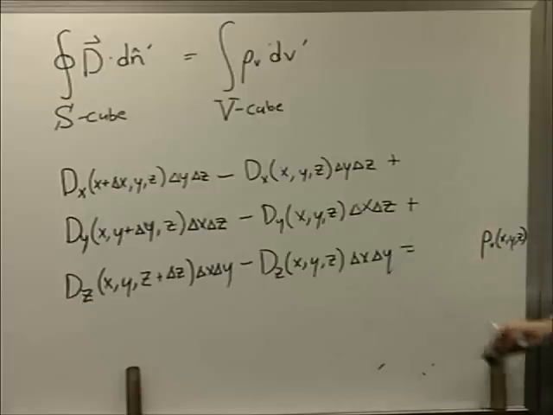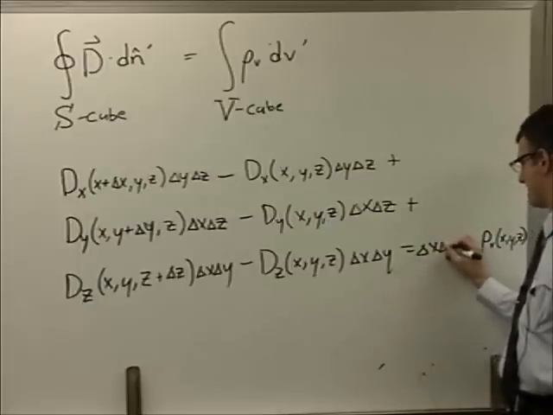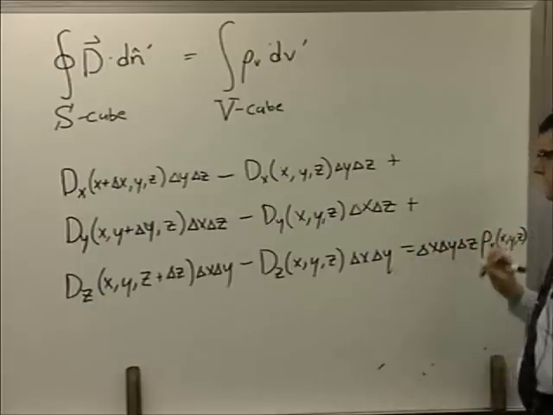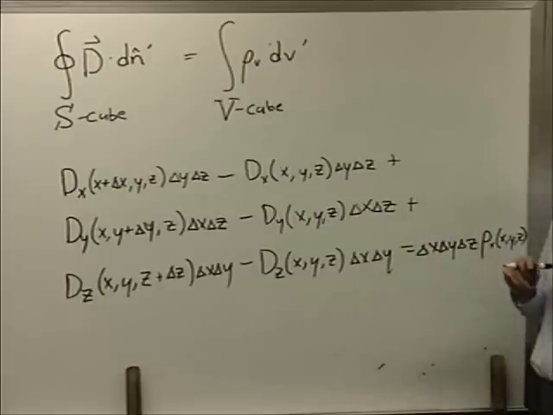Professor Berry? Yes. I'm not understanding something. If you're doing D x at x plus delta x, and then you subtract D x at x, why don't you just evaluate D x at delta x, y, and z, and then you wouldn't have to do this? I'm not getting it. Let's see.